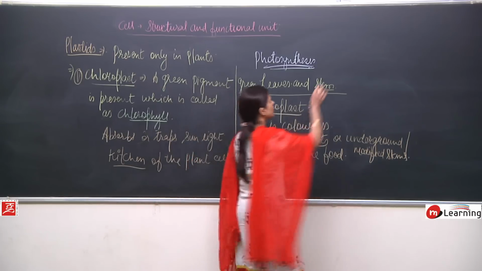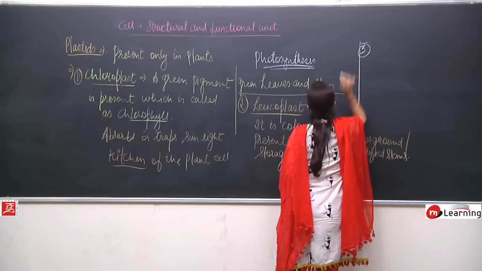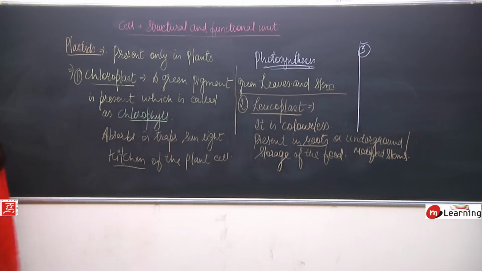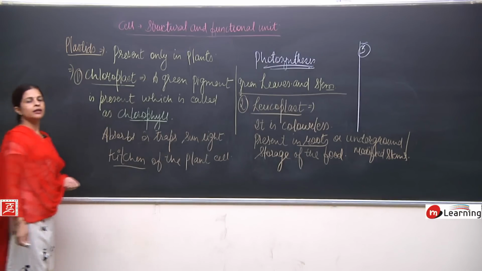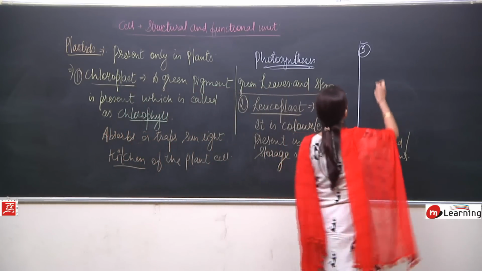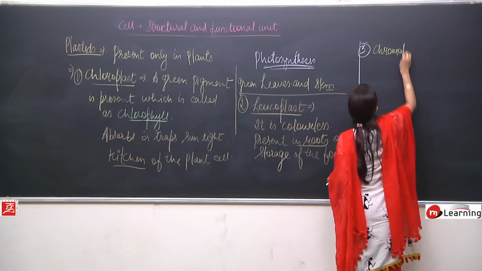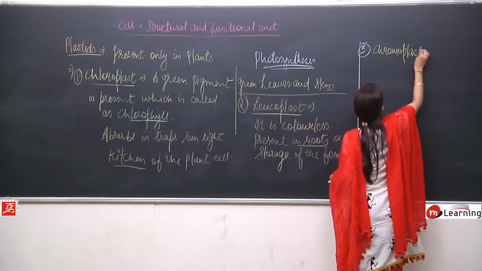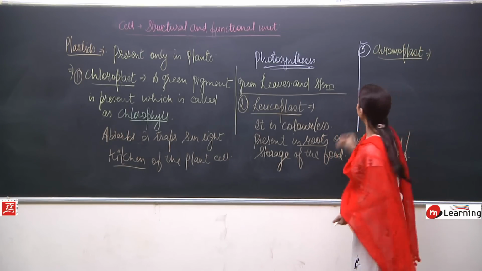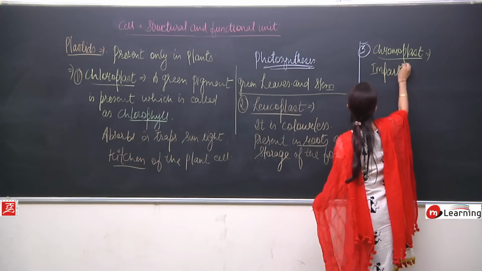Now we will talk about the third one. The third plastid, which is responsible for giving colors to the flowers and the vegetables, is chromoplast. Chromoplast means color. It imparts color.